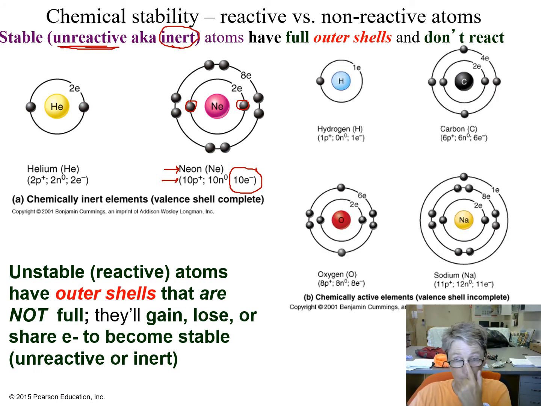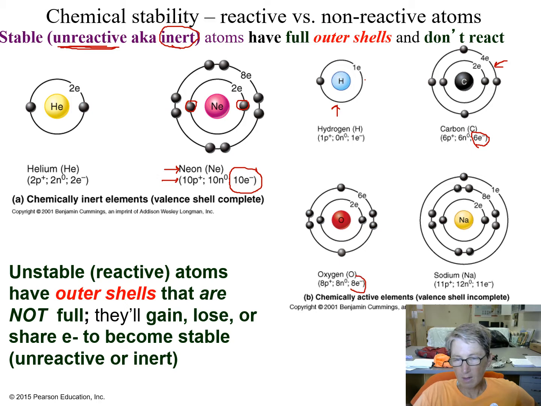If, however, you do not have a full outer shell, then you will react with other atoms until you are happy that your outer shell is full. And we've already talked about hydrogen, so hydrogen is reactive because it doesn't have a full outer shell. Carbon, so carbon 6 means it has 6 electrons, so you put 2 in the first shell, 4 in the second shell out here. Remember, the second shell, to be full, needs a total of 8, so it needs 4 more electrons. So carbon is reactive. It will react with other atoms.